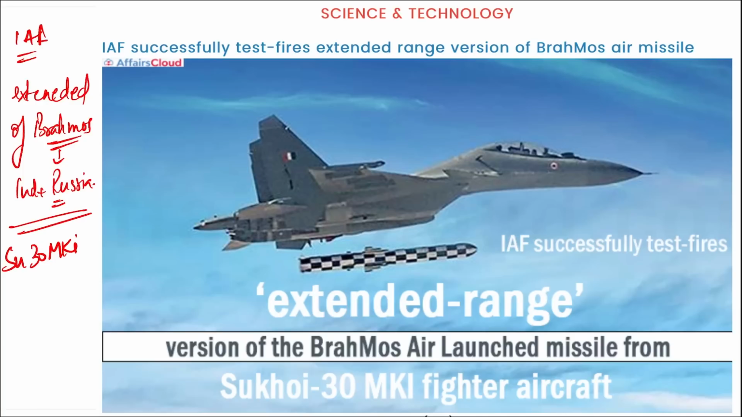Alright, then next thing you need to remember, what is the range of this BrahMos missile? Approximately 450 kilometers, and it can travel at a speed of 2.8 Mach, that is almost 3 times the speed of sound. Also, this missile was tested on a ship that was in Bay of Bengal.